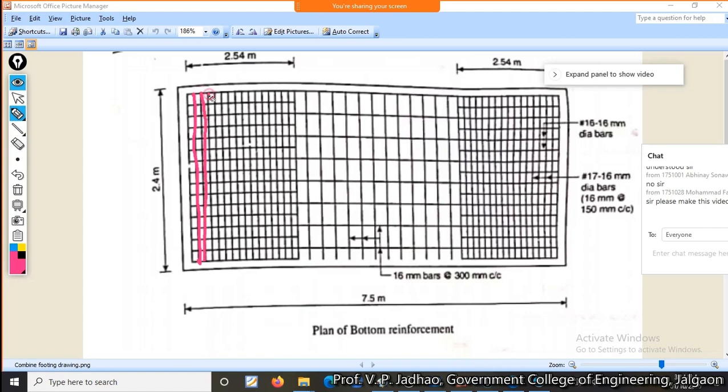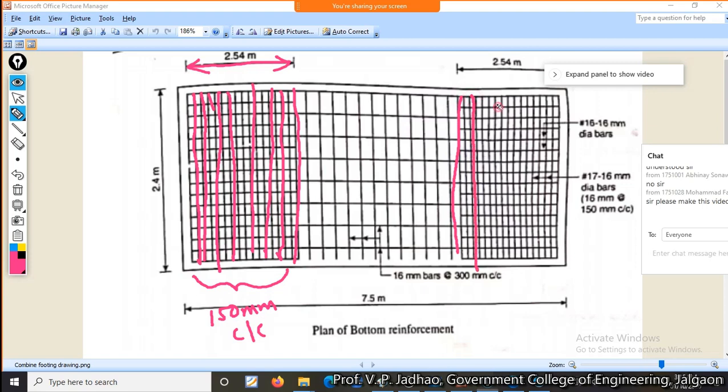These transverse reinforcement bars are provided up to a width of 2.54 meter, in this portion only. Again, up to this portion you can consider. All these bars are at a spacing of 150 mm center to center, and on the right portion again like this.